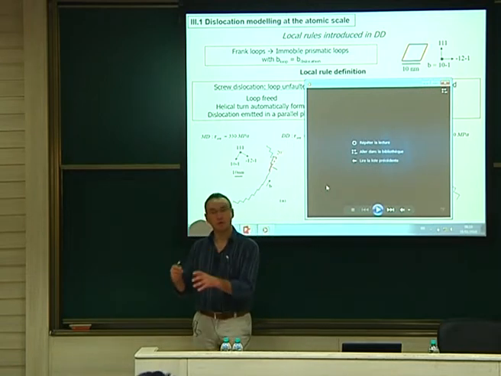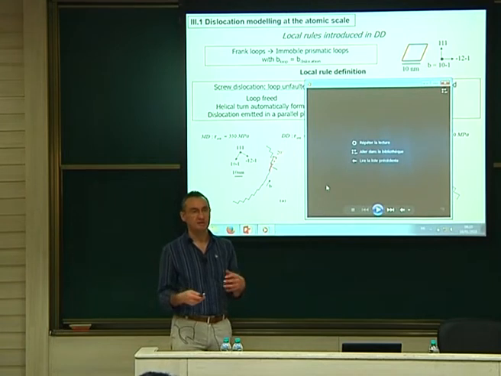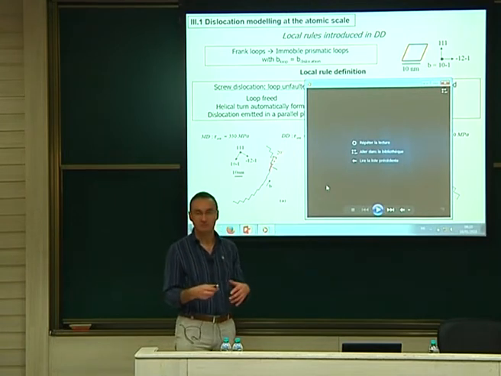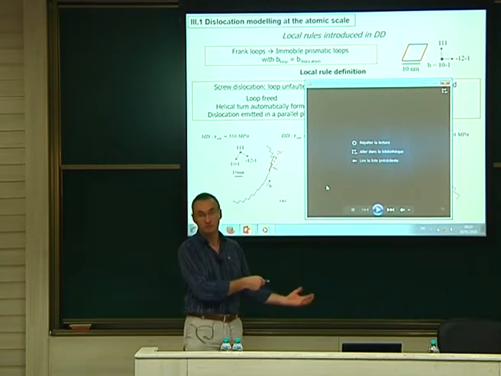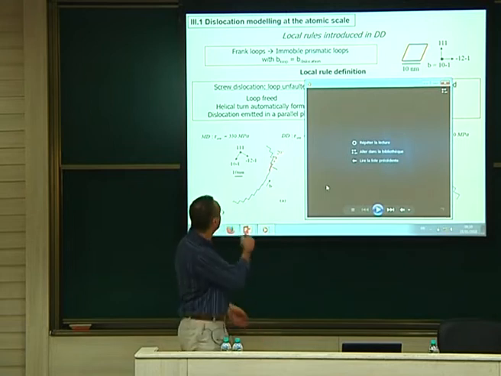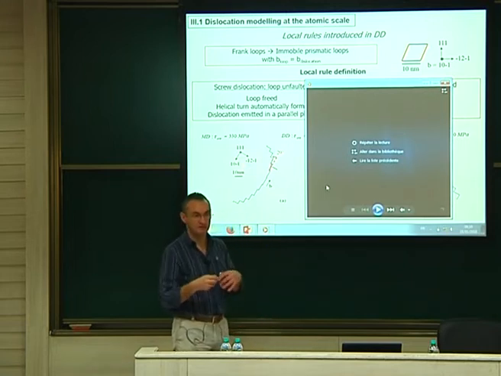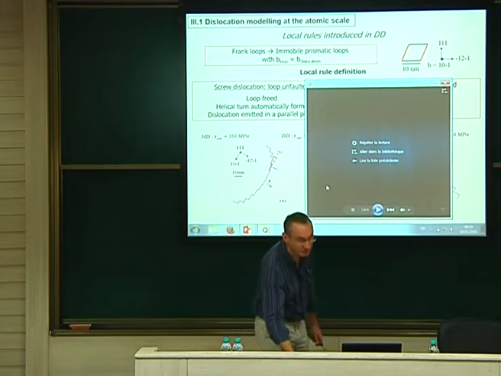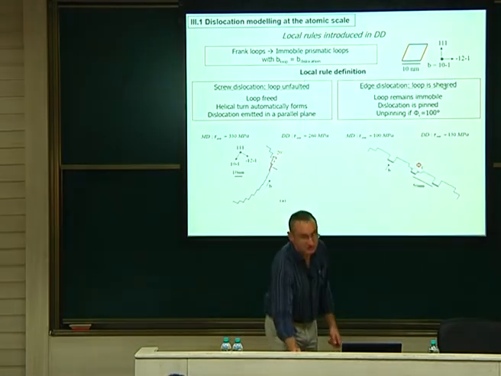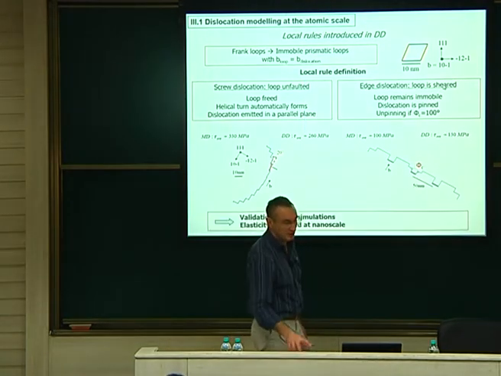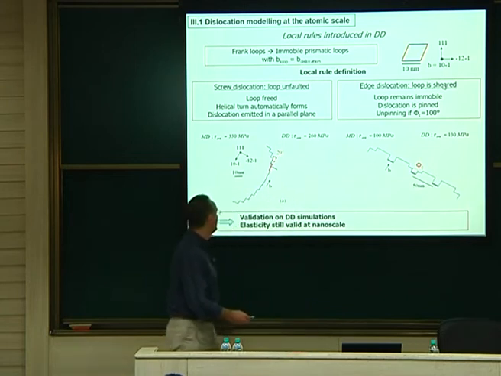This is what I call local rules. Many times you heard me saying something like local rule. This is for me a local rule. I put in my code this rule and that rule. Okay? It's artificial, but we can't do better because DD could not predict this. Okay, so let's go now.